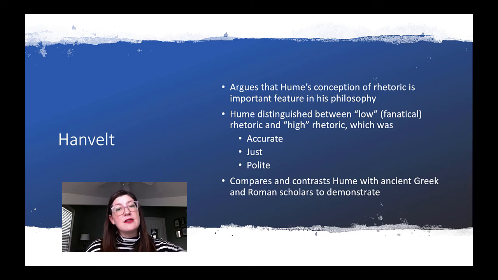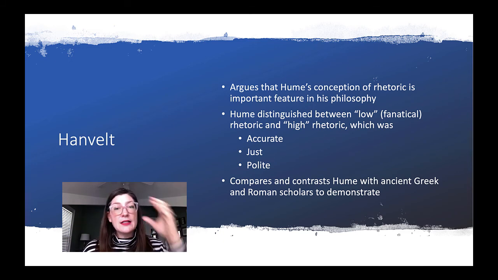So Hanvelt says Hume distinguishes between low rhetorical strategies, which Hume classifies as fanatical, or parts of factions. Factions and fanatics use low rhetoric. It's getting at the emotions, it's using cheap tactics, etc. And high rhetoric, the rhetoric that Hume aspires to and thinks everyone should also aspire to, is accurate, just, and polite. This is a key connection because this politeness is going to reveal, Hanvelt will show, Hume's ideas about ethos and delivery.